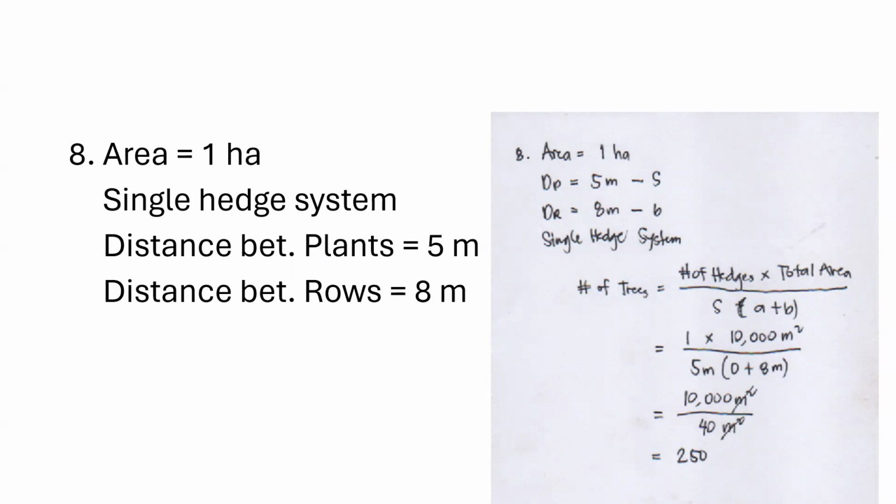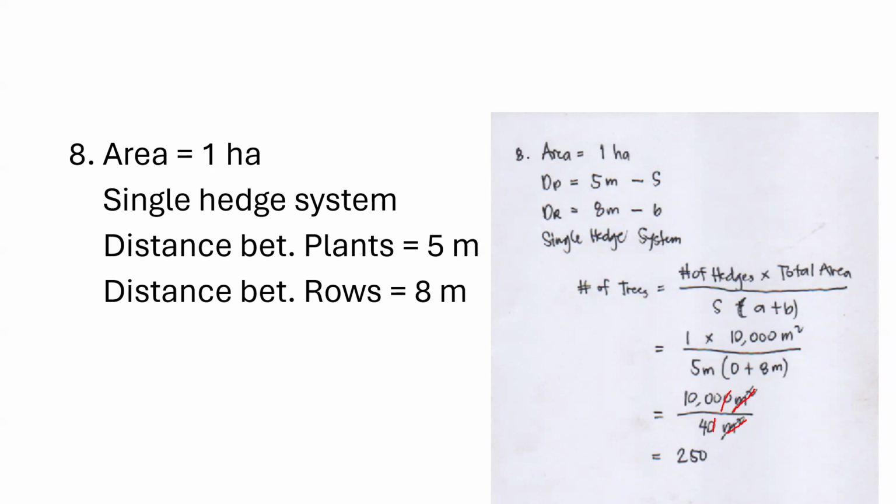1 times 10,000 square meters, 10,000 square meters over 5 meters times 8 meters. Since 0 plus 8 meters is 8 meters. So 5 meters times 8 meters equals 40 square meters. Cancel or remove like terms, square meters, square meters. 0 dyan, 0 dyan. 1,000 divided by 4 equals 250.